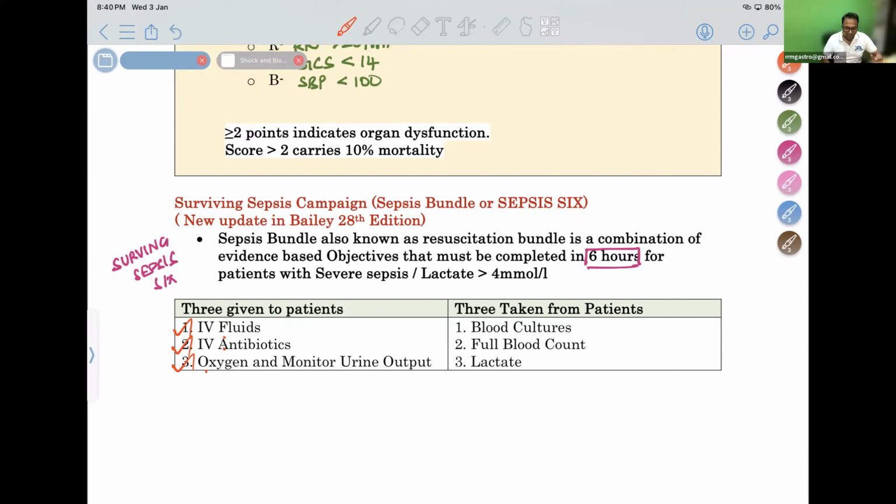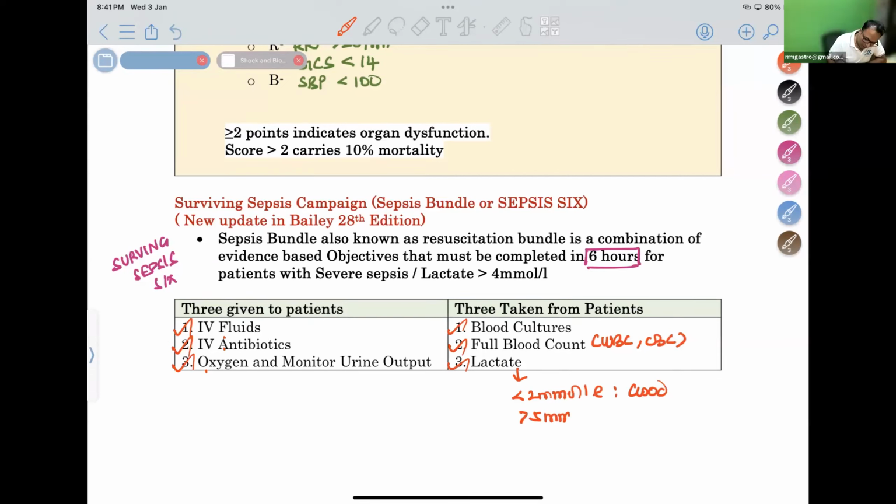Take 3. I will take a blood culture. I will take a WBC count, complete blood count. I will take a lactate level. Lactate level less than 2 millimoles is good resuscitation. More than 5 millimoles is bad resuscitation. So please don't forget: 3 given to the patient, 3 taken from the patient is surviving sepsis.